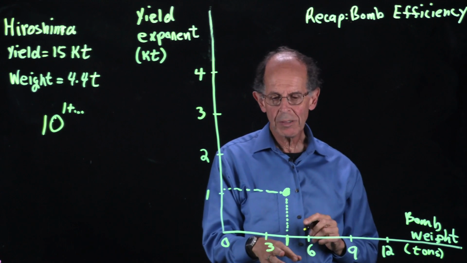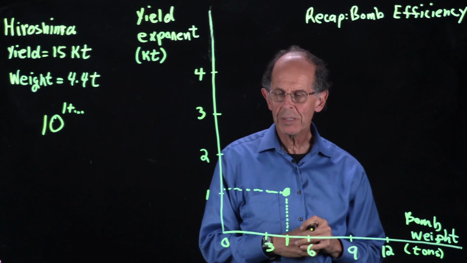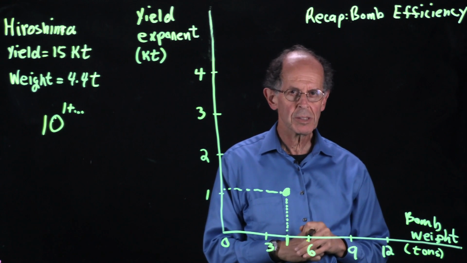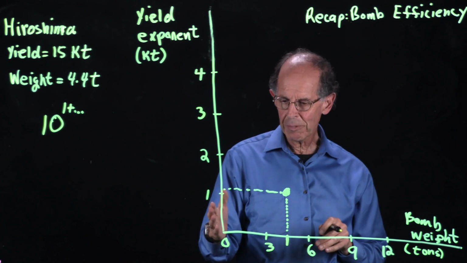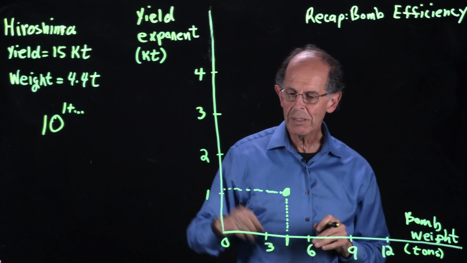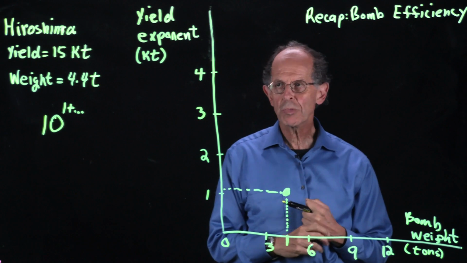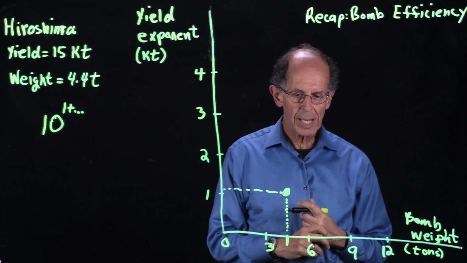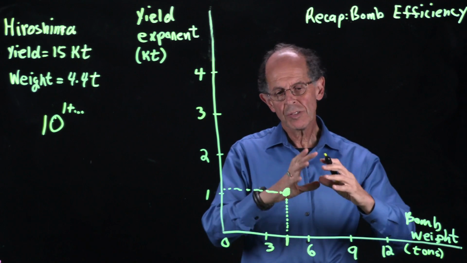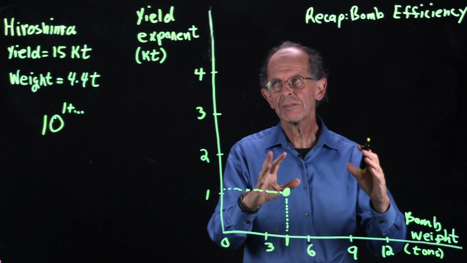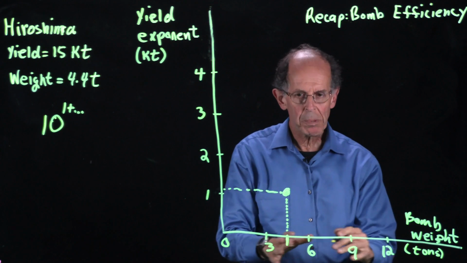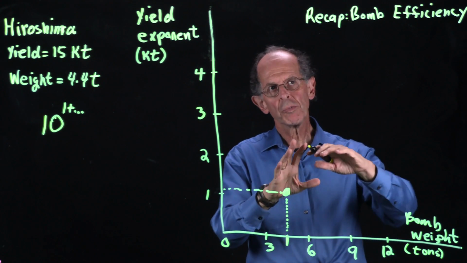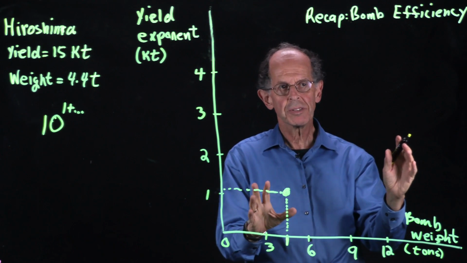A comment here is before, in our earlier discussion, we didn't use kilotons, we used tons. So the exponents look a little different. The reason I'm using kilotons this time is because we're going to look at a much more extensive summary of all the yield values of the exponents and the bomb weights for a wide variety of different devices.